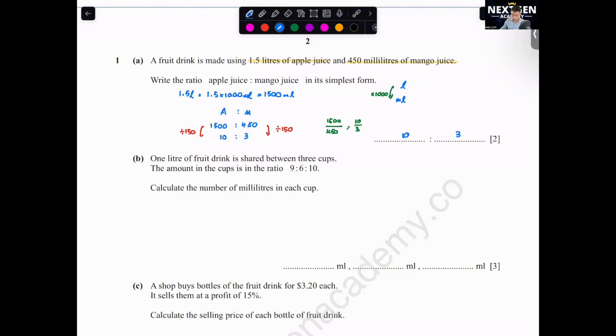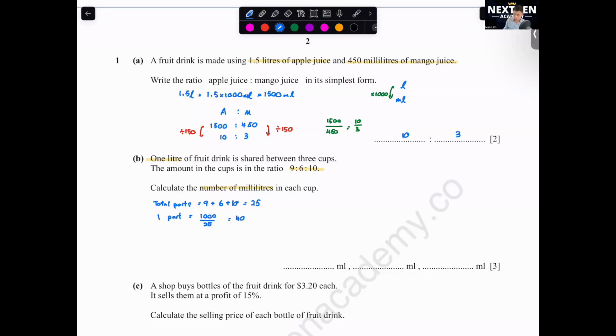1 liter of fruit drink is shared between 3 cups. The amount in the cups is in the ratio 9, 6, 10. Calculate the number of milliliters in each cup. Okay, where is the fruit drink? Total fruit drink, how much do we have? Sorry, they give here 1 liter. So you want to split into 9, 6, 10. First thing I will do is find the total parts for the ratio. 9 plus 6 plus 10, which you'll get 25. One part represents 1000 divided by 25, which is equal to 40.